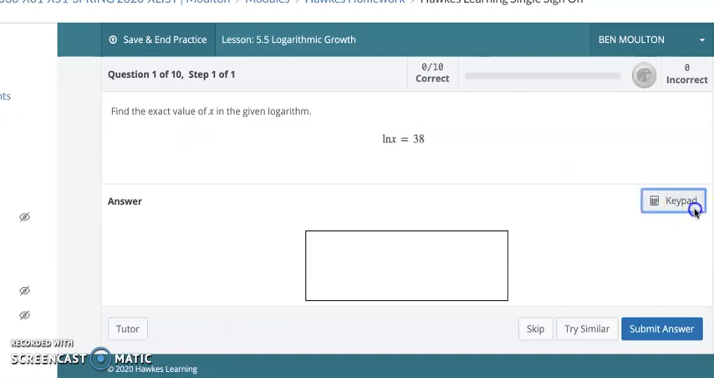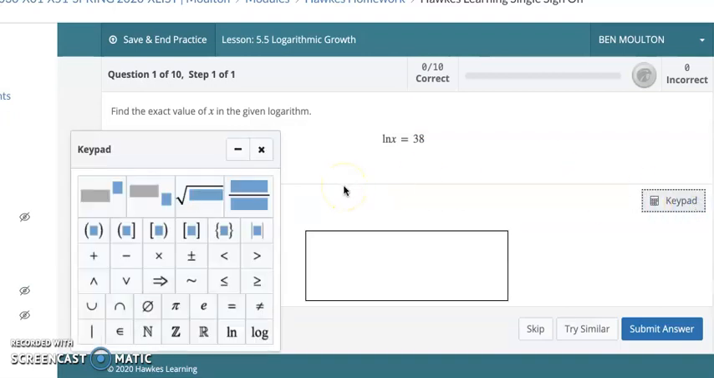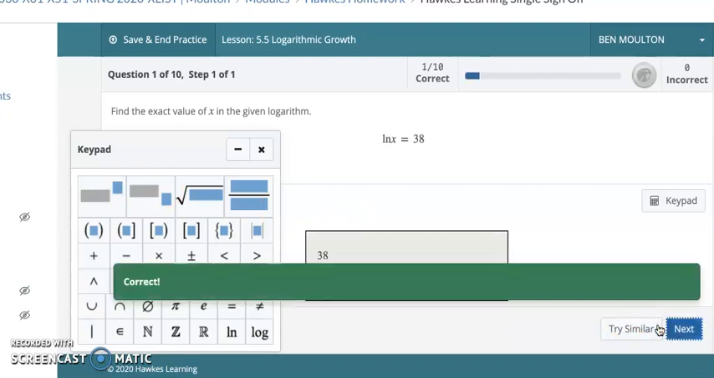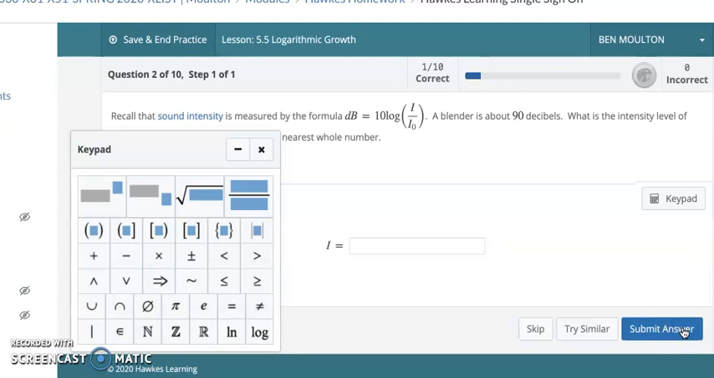In fact, let me enter that in, e to the 38. I think if we type in e and then this exponent thing and then 38, that's probably going to be what we need. There it is. Hope that one helps. Let's move on to the next one.